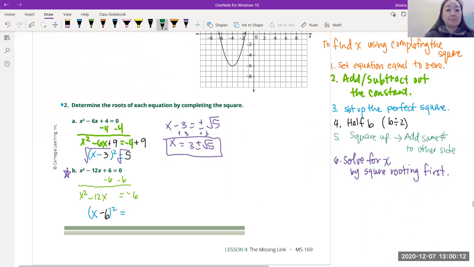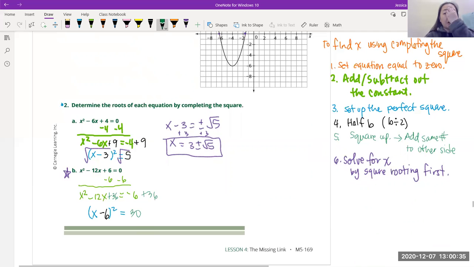Now I'm going to square up. So that's going to be negative 6 squared, which is going to be positive 36. And I say up because we're putting that up here, right? And it says add the same number to the other side. So if I added 36 to the left, I have to add 36 to the right, to keep that equal. And then I'm going to simplify that. Negative 6 plus 36 is going to be 30.